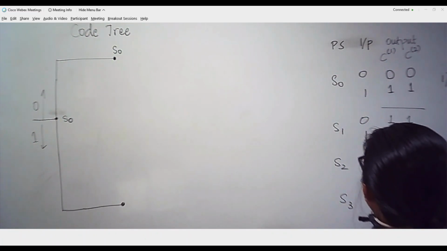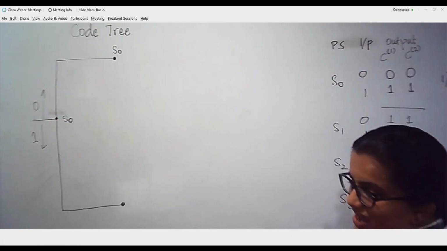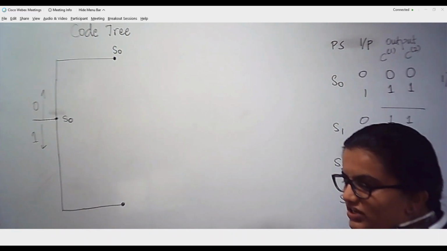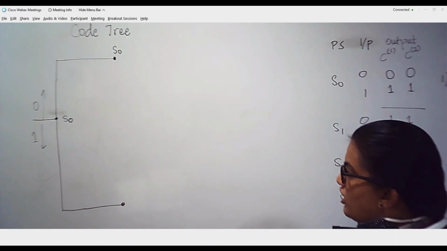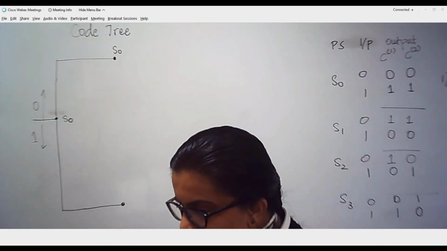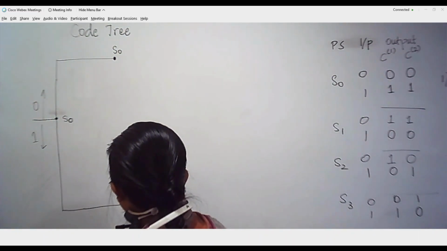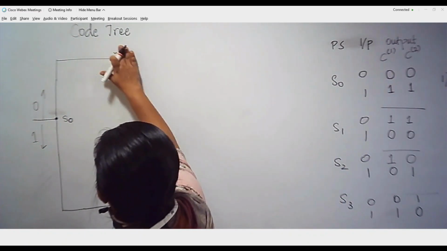It's 2. I have erased the table, please help me out over here. Yes, 2. You have written the table, for God's sake. Which is the state? Yes, ma'am. Yes, S2. So write it over here.